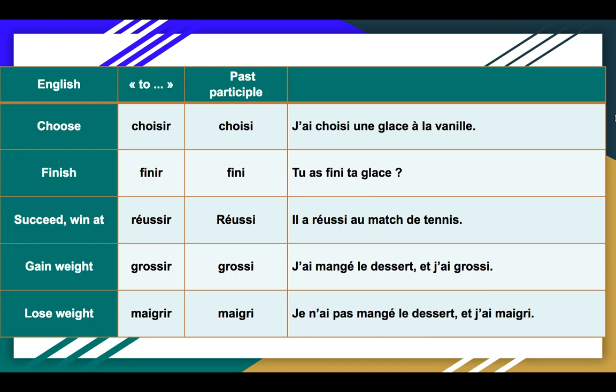Let's look at IR verbs. I'd like you to do the same thing you did last time. I'd like you to pause the tape. I'd like you to copy down those 3 columns on the left with the English, the to form, which is the infinitive, and the past participle. And then when you have finished copying that down, press play and we'll go over the chart together.